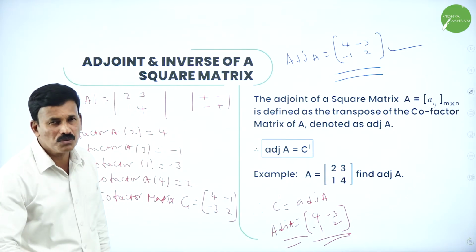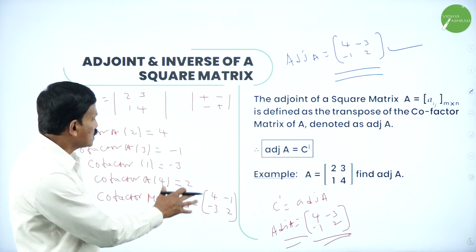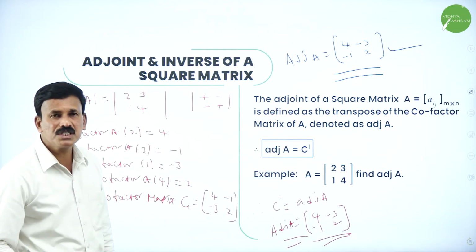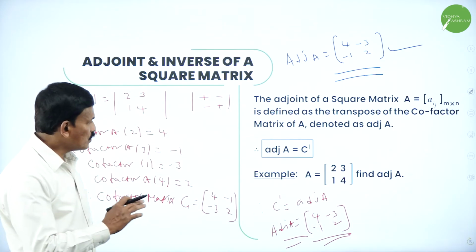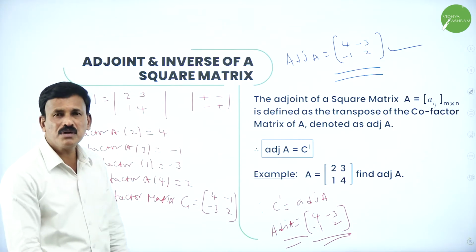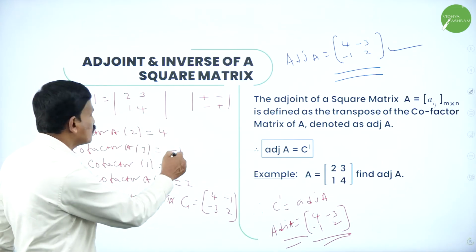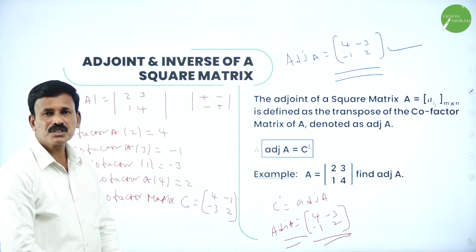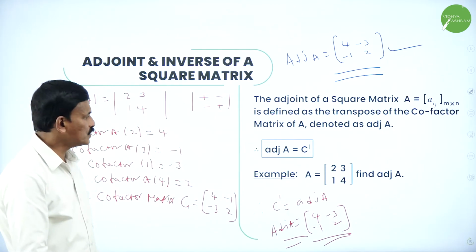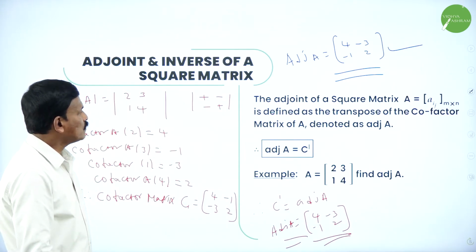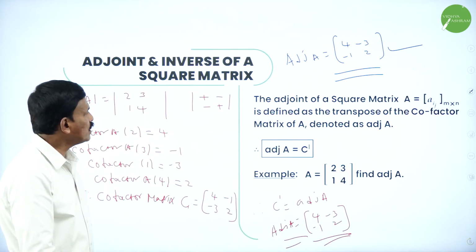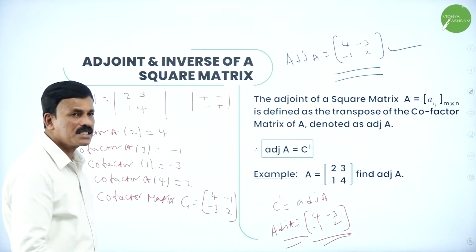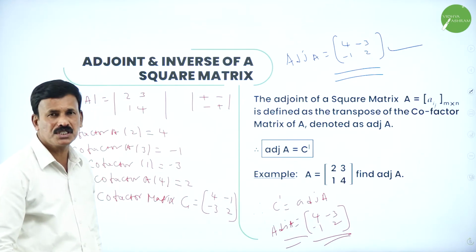Suppose it is for 2 marks. For 2 marks, this is the method to find the adjoint. For 1 mark, there is one more easier method that I will explain. For the time being, for 2 marks, finding the adjoint is just finding the cofactors and taking the transpose of that cofactor matrix. So the adjoint of a square matrix is defined as the transpose of the cofactor matrix, Adj is equal to C dash.